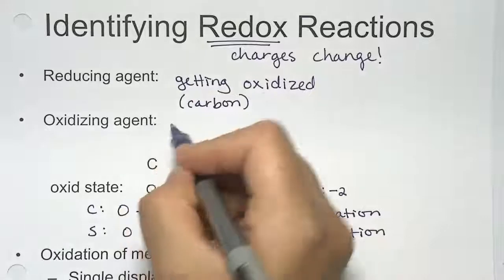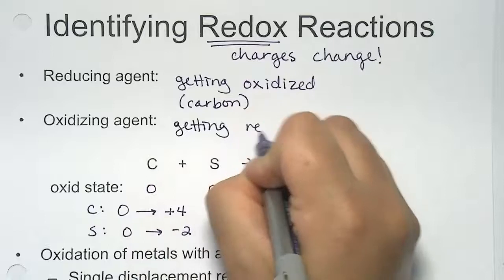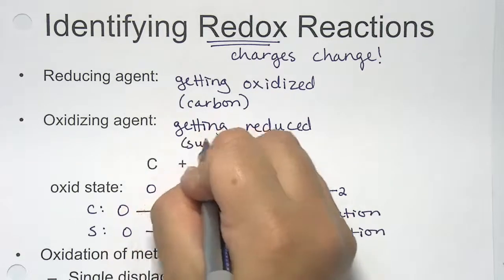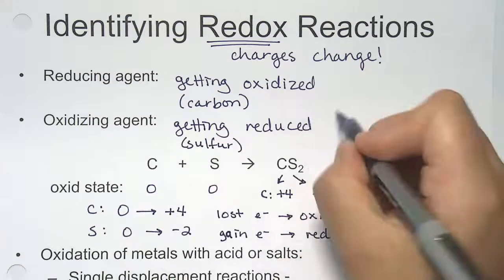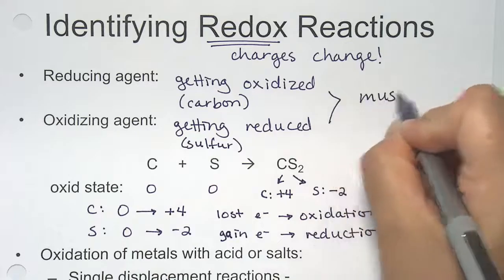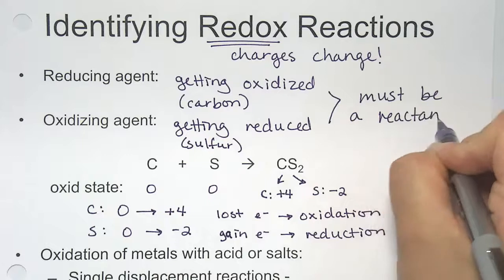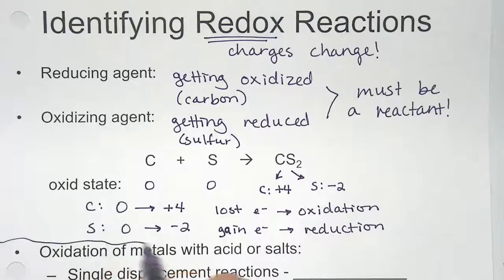Okay, so the oxidizing agent is the thing that is getting reduced, because it's allowing the other one to get oxidized. So which one is that, Suzanne? Sulfur, very good. So what I want to emphasize is that when I identify these agents, it has to be a reactant, must be a reactant. We'll come back and practice that at another time. So that's just a generic type of redox reaction.